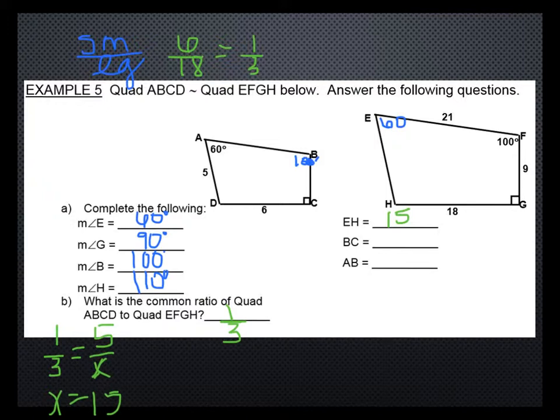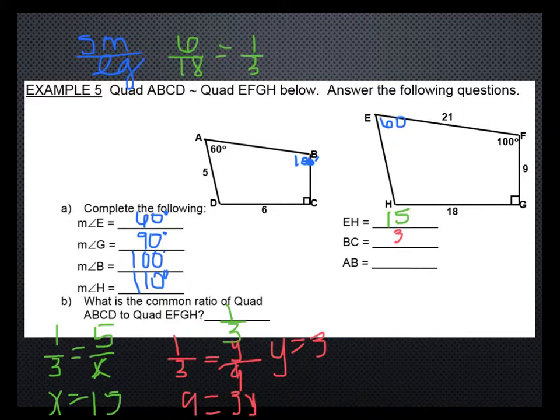The next side it asks us to find is BC. It corresponds to FG. We will set up a proportion. Start with your common ratio. 1 over 3 is equal to our small, which we don't know, so I'll name it Y, over our large, which we do know, that is 9. 1 times 9 gives me 9. 3 times Y gives me 3Y. If we divide both sides by 3, that means Y is equal to 3, so BC equals 3.